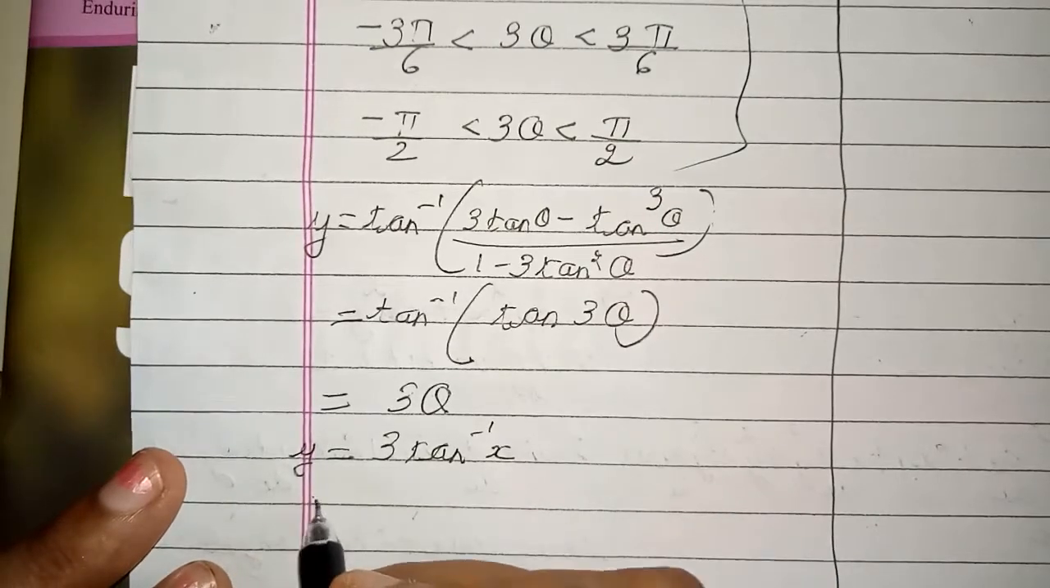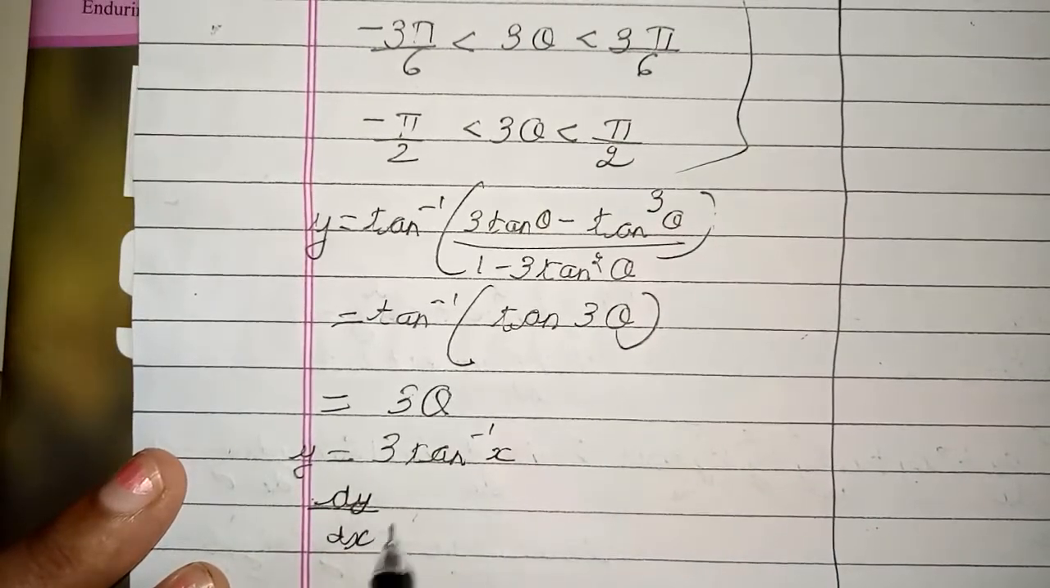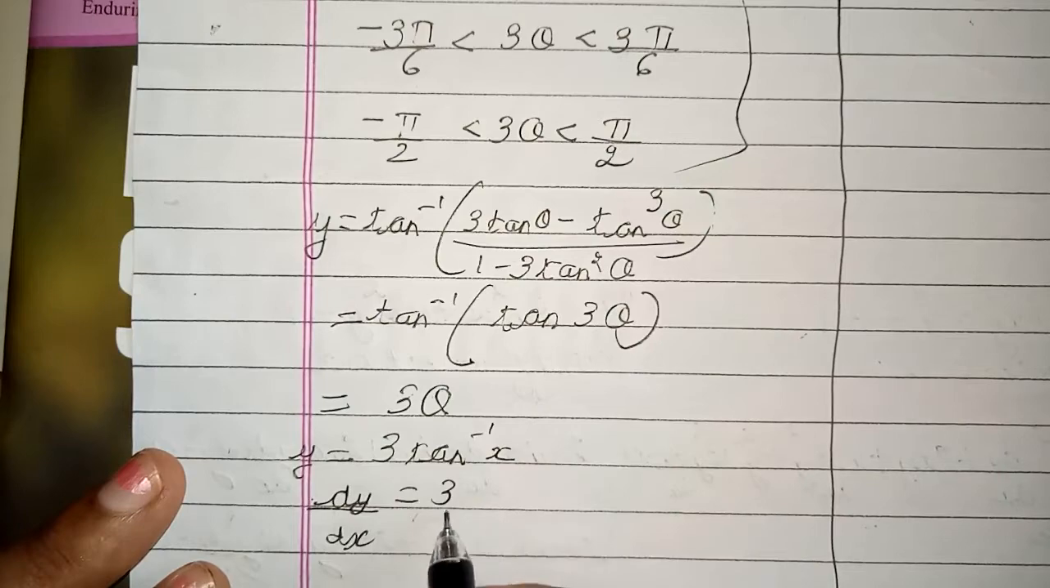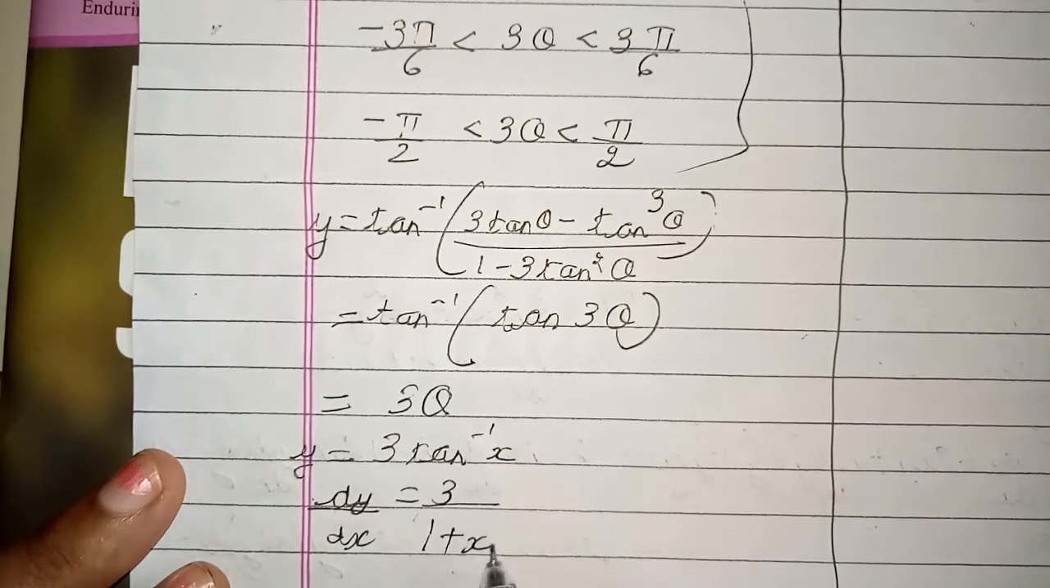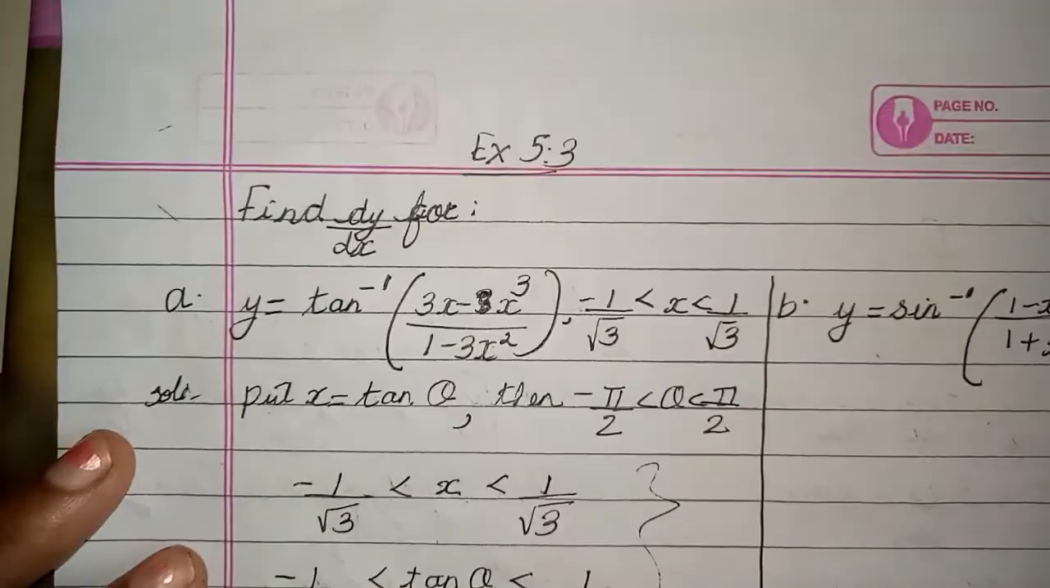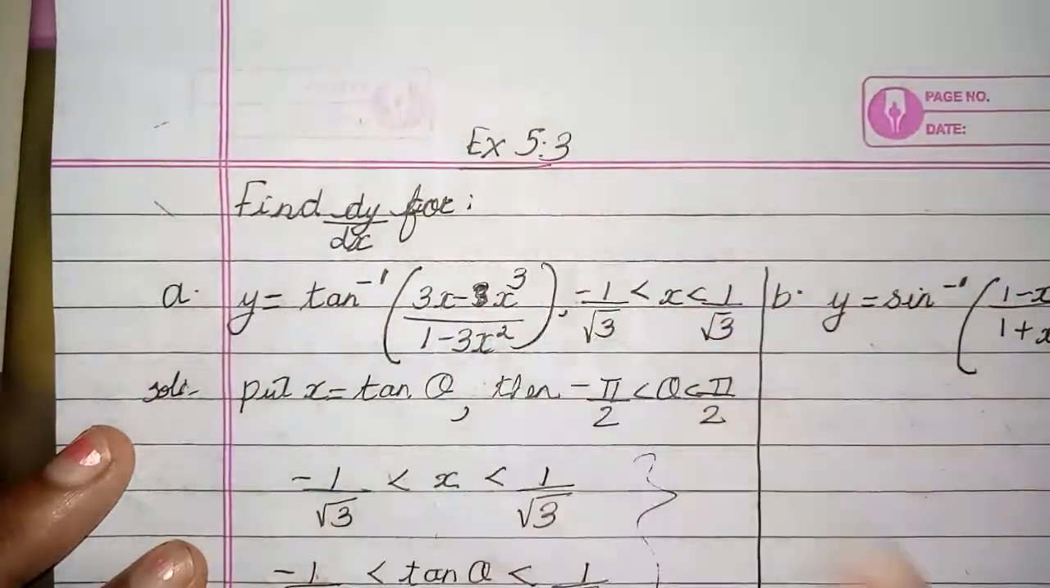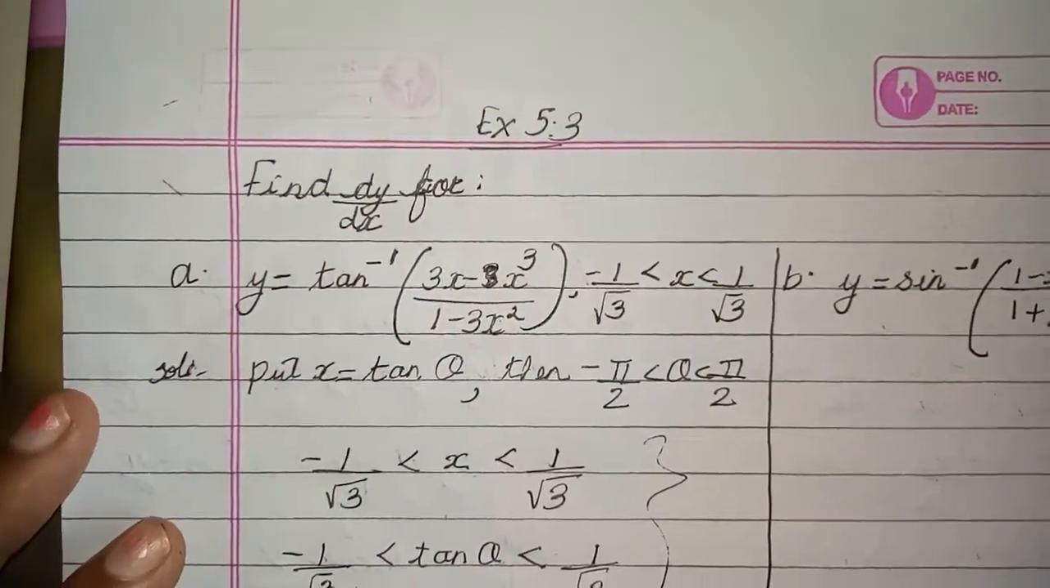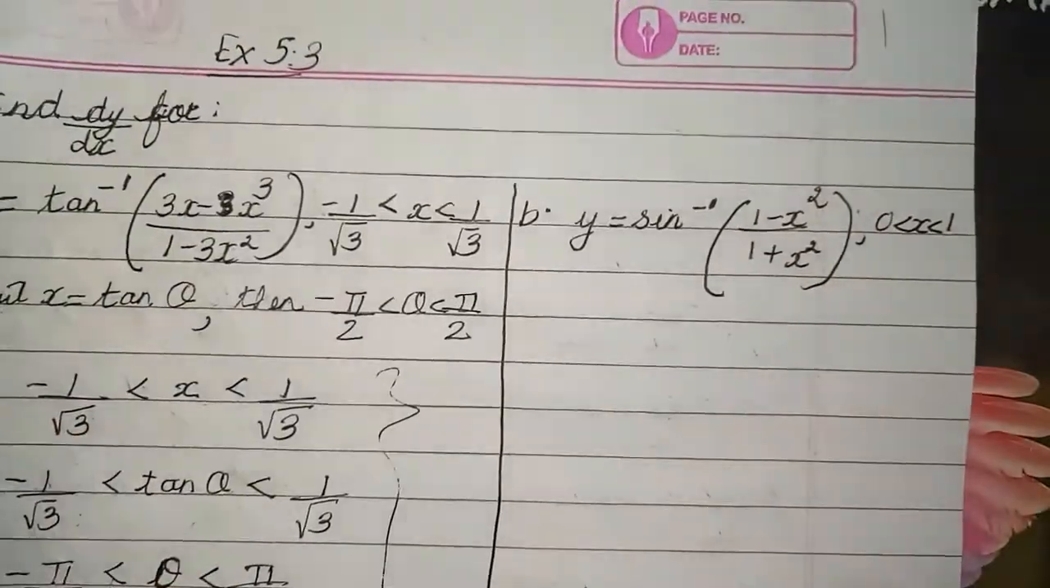So now you can apply the derivative. So dy by dx will be 3 times the derivative of tan inverse of x, which is 1 upon 1 plus x square. So this is the derivative of this complicated function. Alright. Same way, let us do the second one.